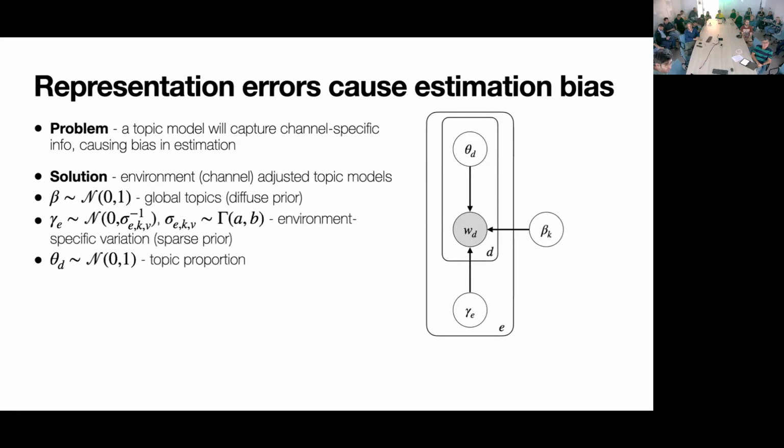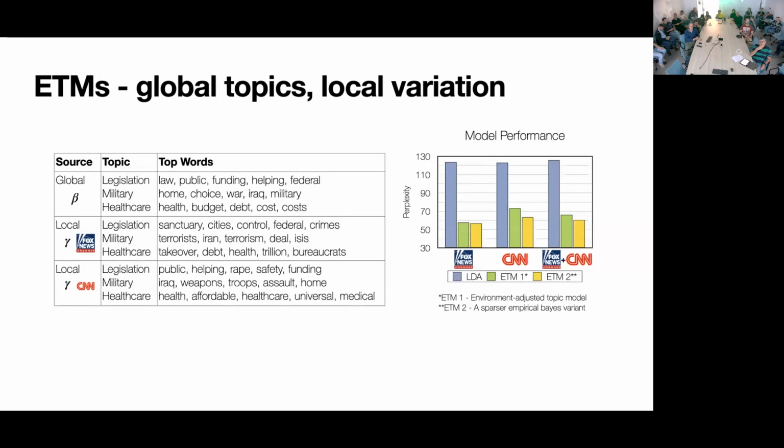So if we put some structure on it, then imagine that there is some global distribution of topics that's diffuse, and we have a specific variation for each individual channel, which is sparse. Then we can get a model that hopefully gets us there. And for lack of time, I'm just going to show you the results. You can see that, for example, in the global topic of military, you see general words about war. When Fox News talks about it, it's in the context of terrorism in Iran. And on CNN, it will be more about war that is problematic in US eyes, like Iraq, and getting the troops home.